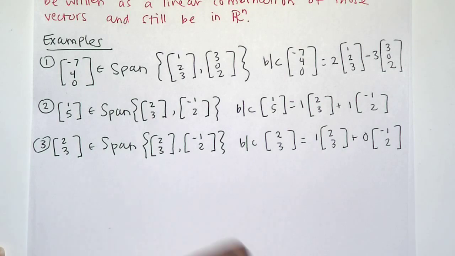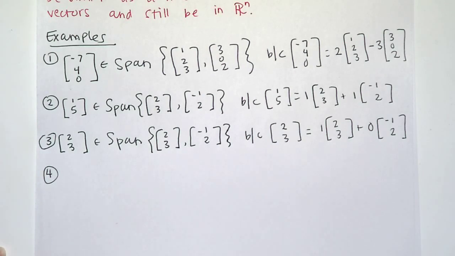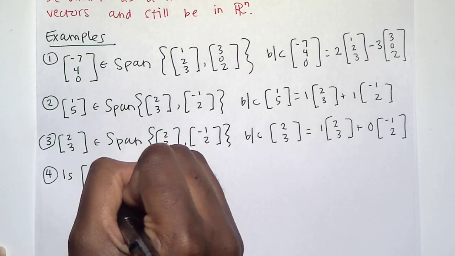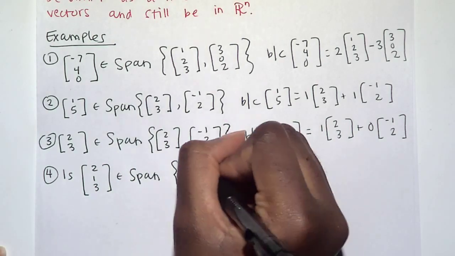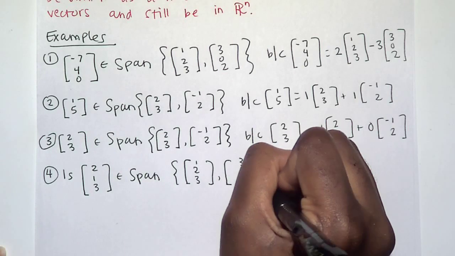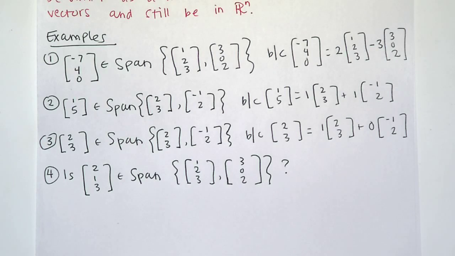All right, next let's look at another example, do a little work for this one. So the question is, is 2, 1, 3 in the span of 1, 2, 3, 3, 0, 2? Most of the time, we won't be able to just look at these and figure out the answer. So of course, there's got to be a step-by-step method that we can follow all the time to let us know if a vector is in the span of a set. And that method is row reduction.